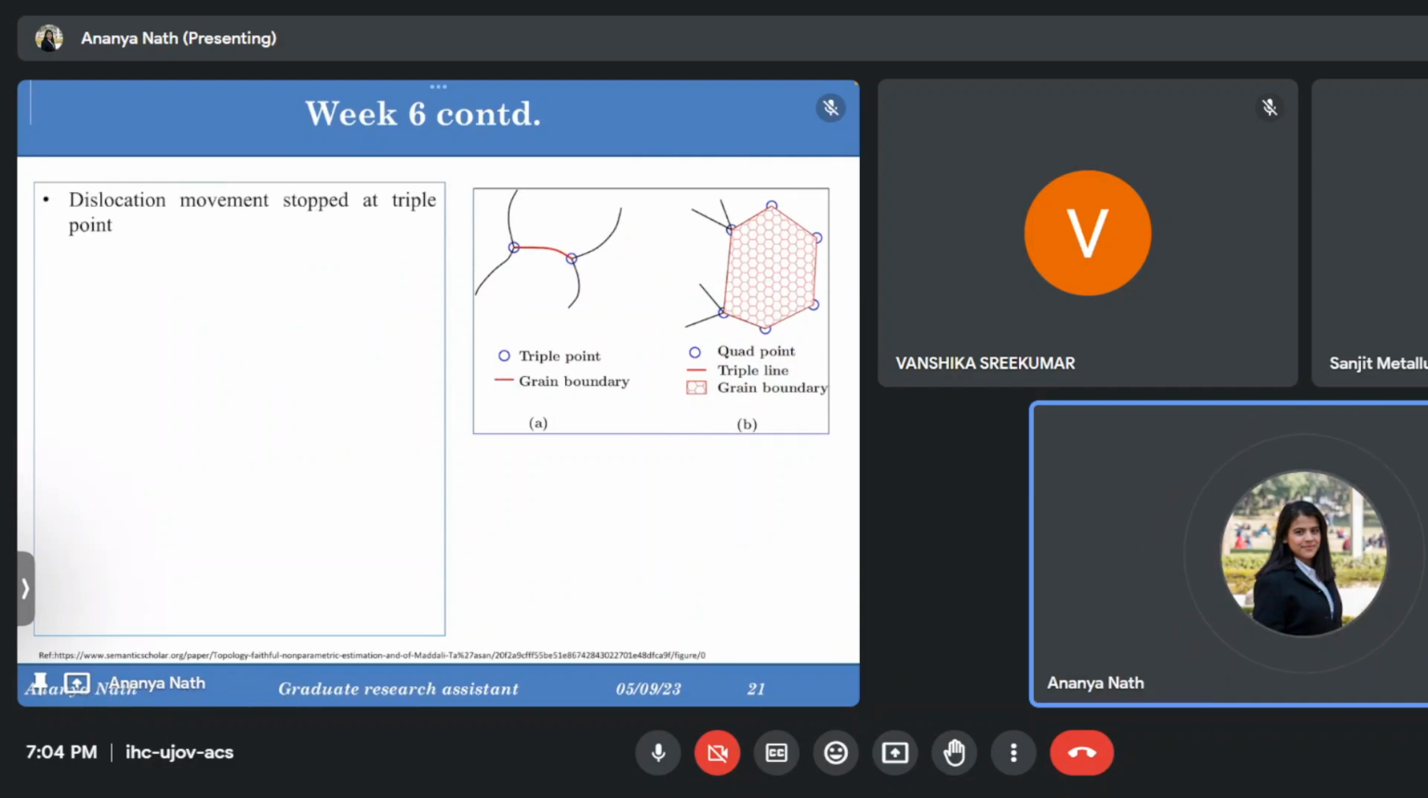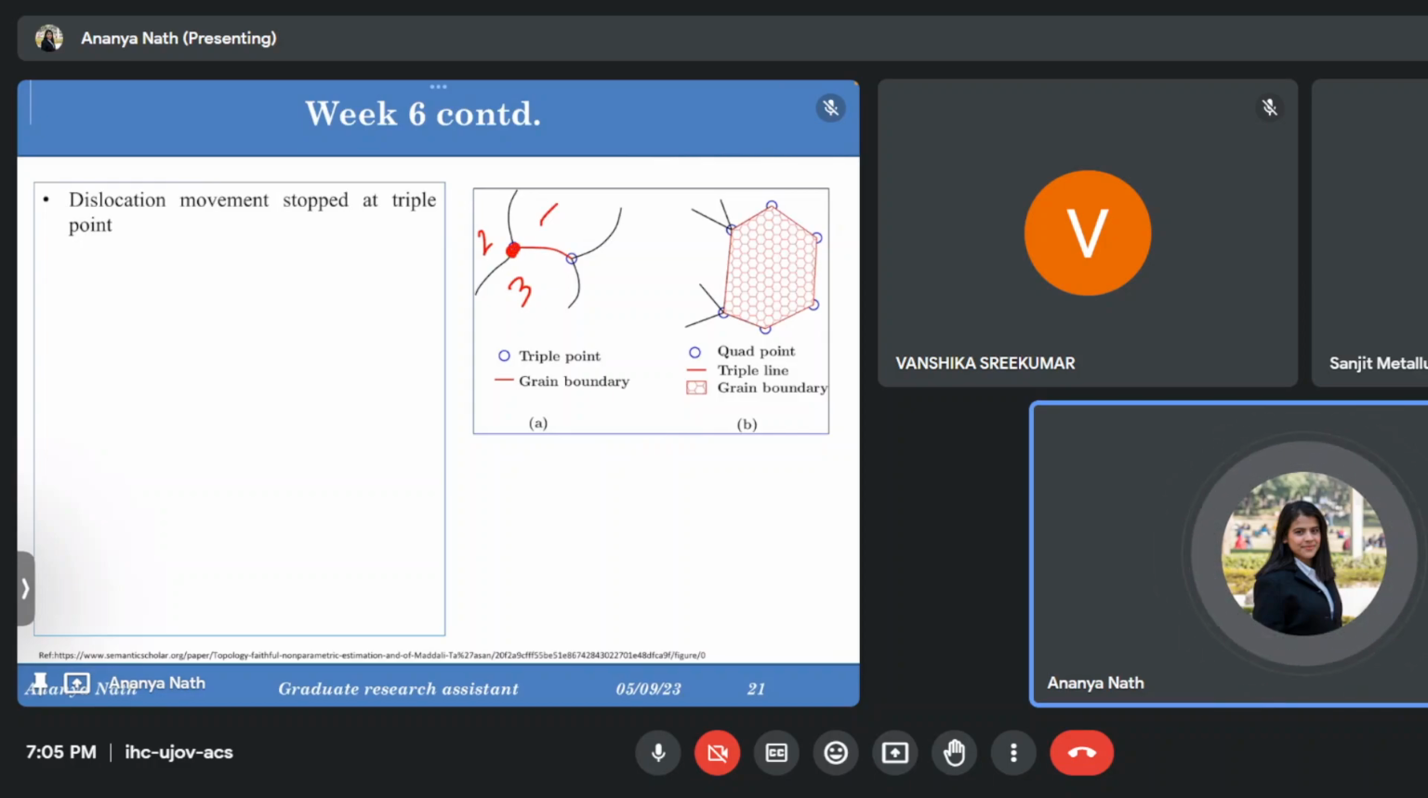So next is the triple point. So sir has taught about the triple point, where these dislocations will go and misorient. So triple point means three grains are meeting at one point. It's that simple. That will be called as triple point. You can see in this picture. So this is one grain, this is two grain, this is third grain, and they are meeting at this point.